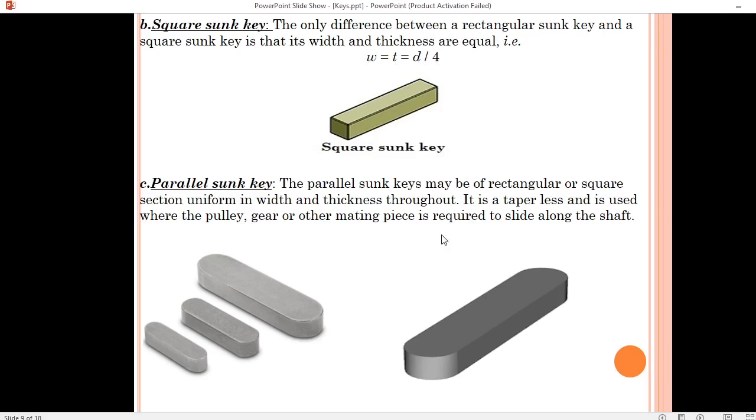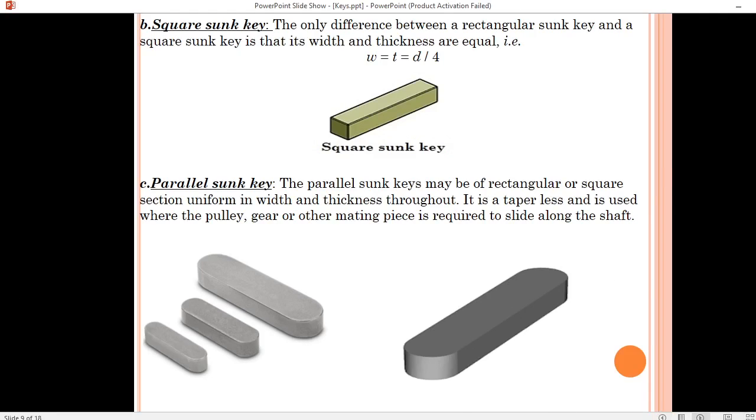Next is our parallel key. So this is our parallel key, parallel sunk key. It may be rectangular or square cross sectional, and it is uniform throughout the width. So it is uniform, you can see here in this diagram it is uniform throughout its width and thickness. And it is a taperless key and is generally used in pulley, gears and other mating pieces required to slide along the shaft.